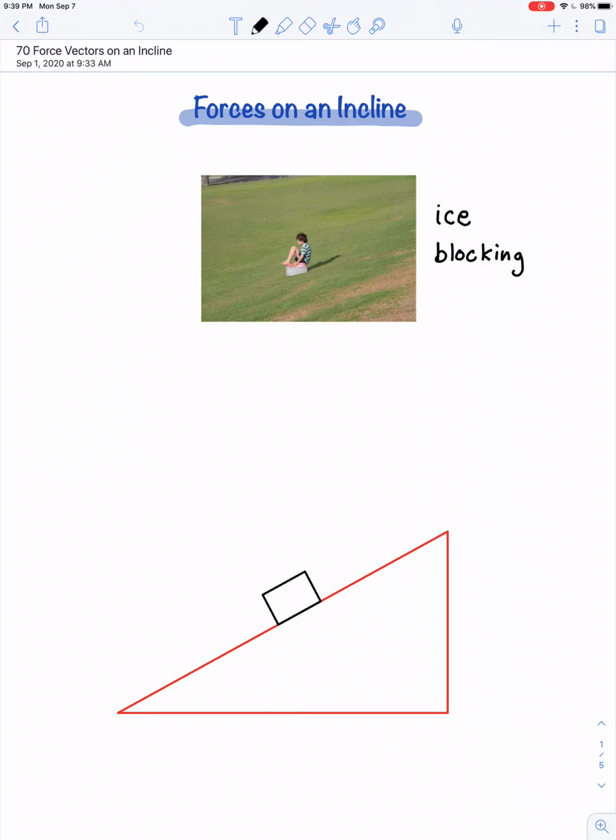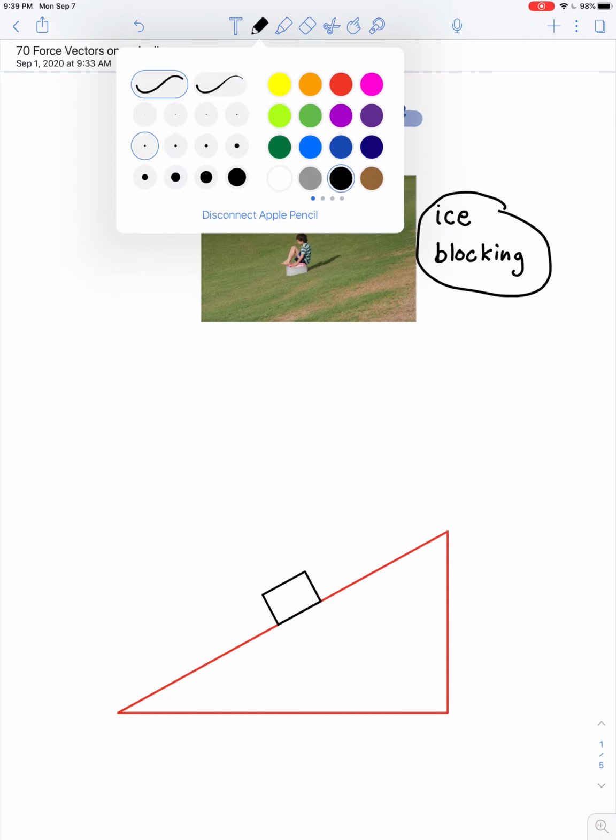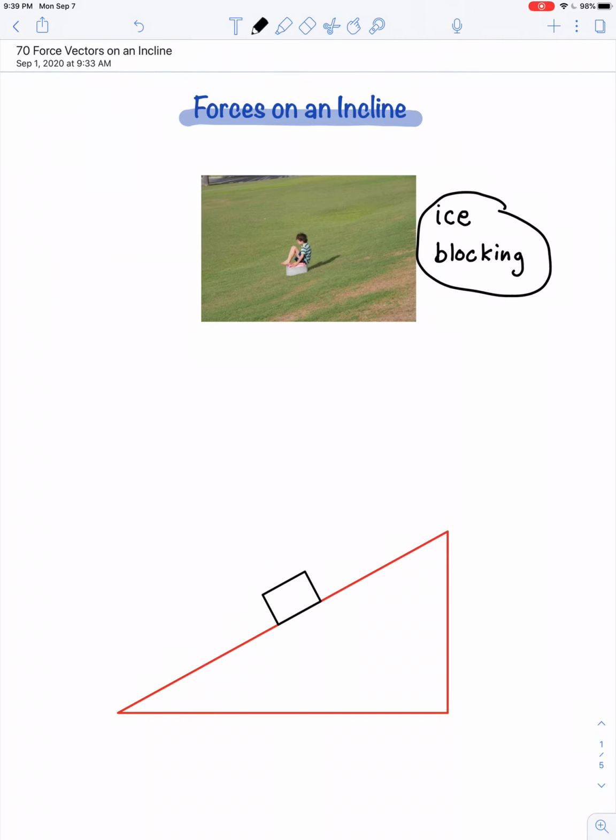If you want to experience physics firsthand, I recommend this activity known as ice blocking. You might be familiar with it. We used to do this a lot in high school. Many convenience stores or liquor stores will sell you a large block of ice, just big enough that you can sit on it and put a beach towel on top.